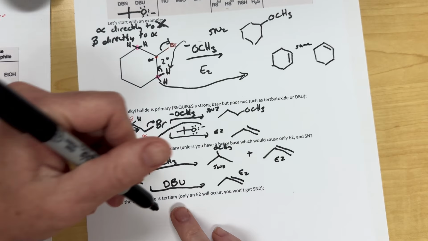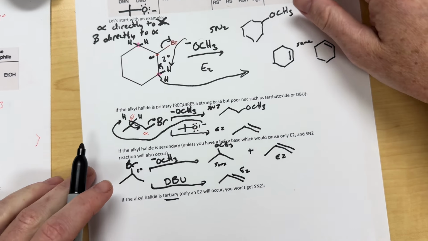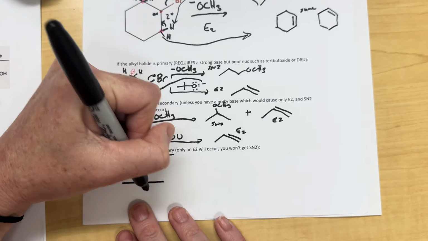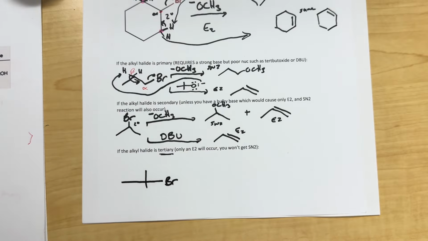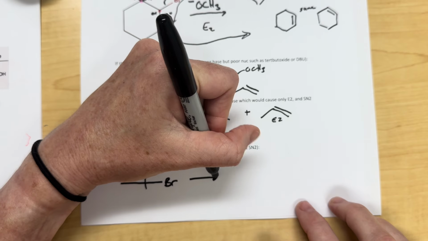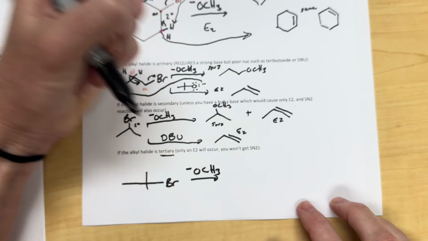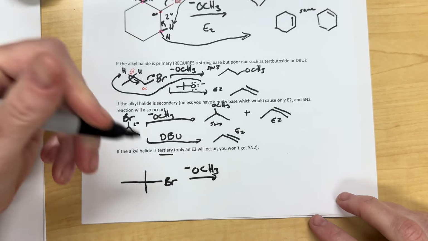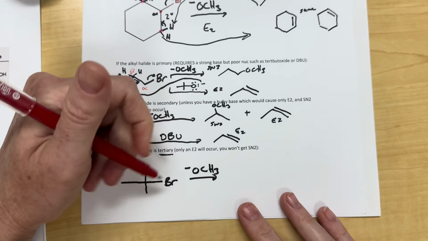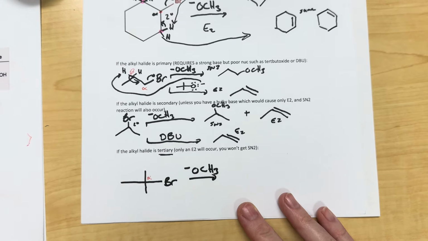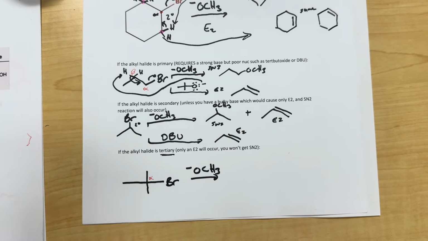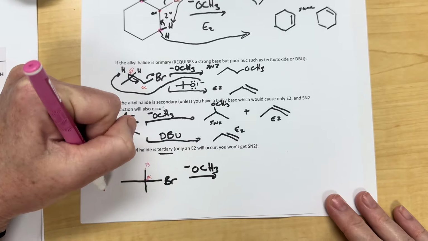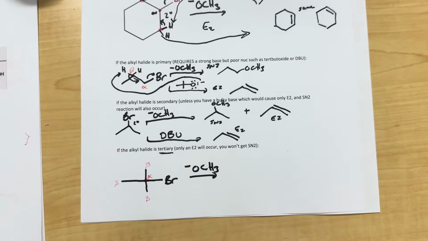All right, but if it is tertiary, only E2 will occur. We know that tertiary alkyl halides cannot react via SN2. So if you react this, even with a strong base, and we'll go through this one a little more slowly just to make sure we're on the same page, if we identify this as the alpha carbon, all three of these are the betas, because they're all attached to this one alpha carbon here. They're all equivalent, they're all the exact same.